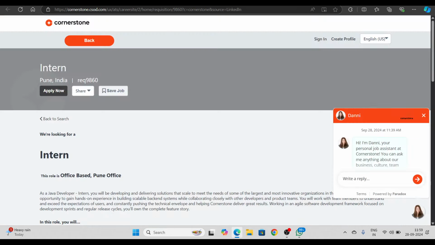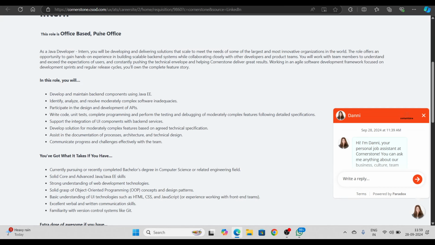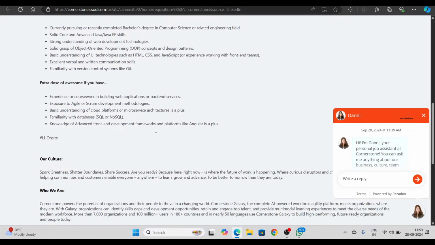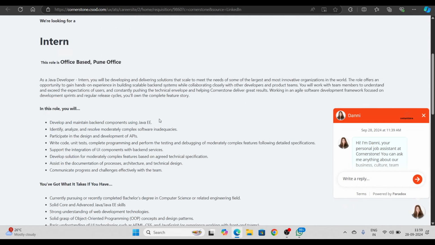Then we have the next hiring opportunity from Cornerstone, hiring for interns. The job location will be Pune, so you can also try to apply in this. Currently pursuing or recently completed a bachelor's degree is required for applying.